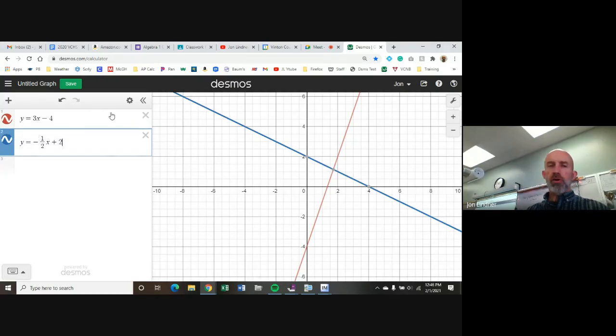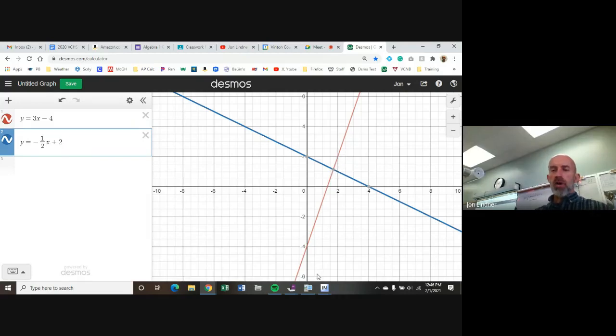And Desmos is just amazing on this. All I have to do is hover over this point. If I hover over the point, you can see that it gives me the coordinates of that point of intersection. Hover over the point, there they are. 1.714 is the x coordinate, 1.143 is the y coordinate.